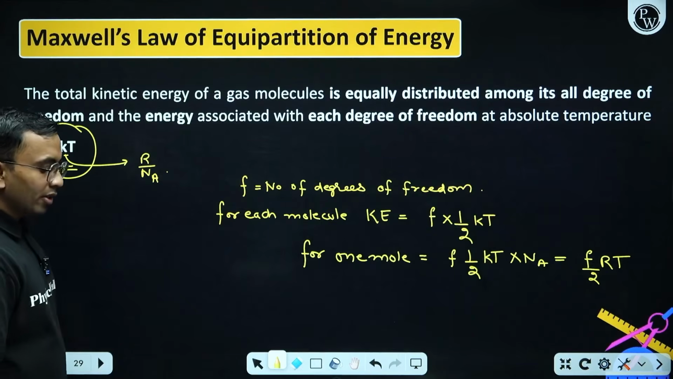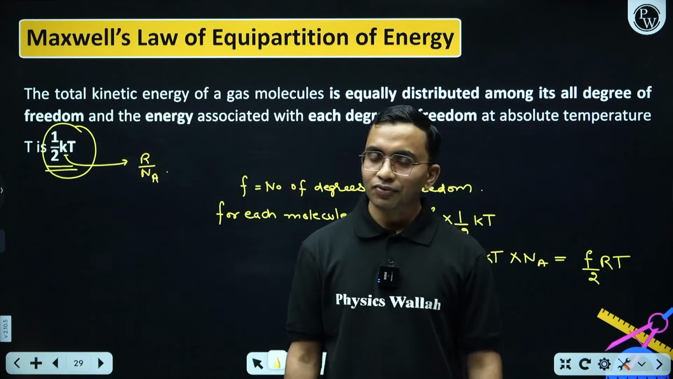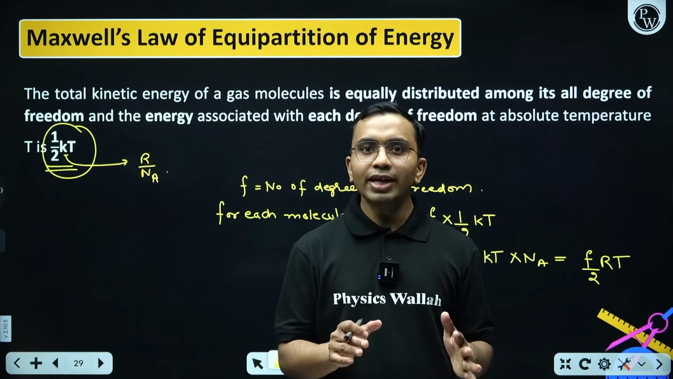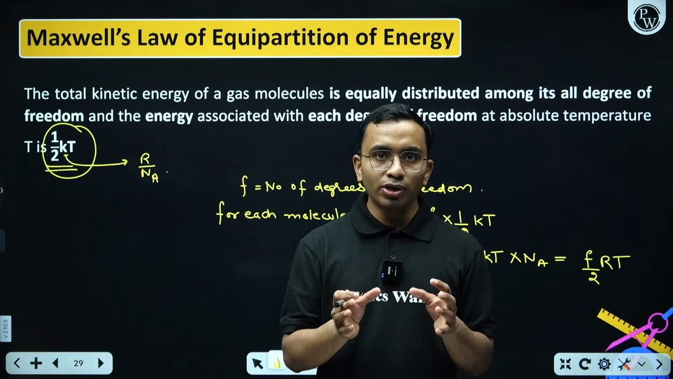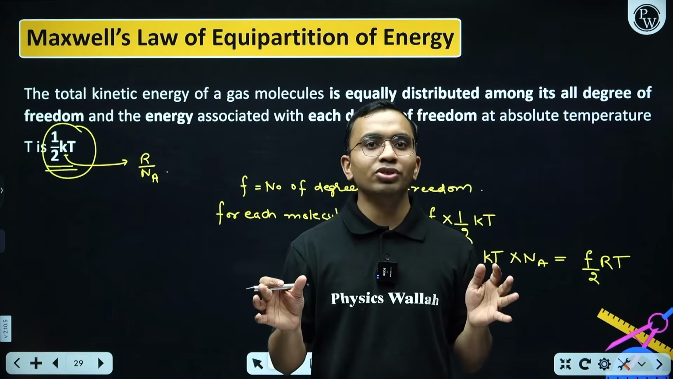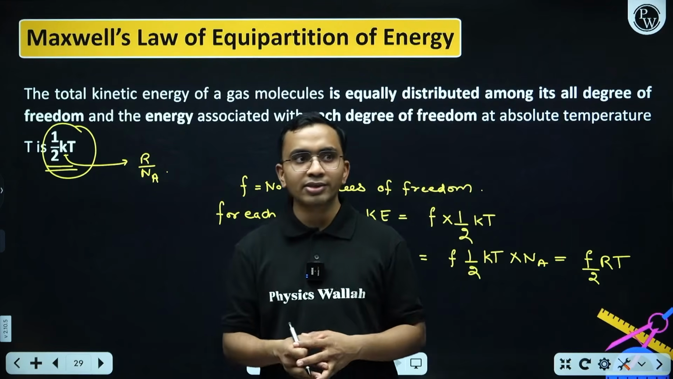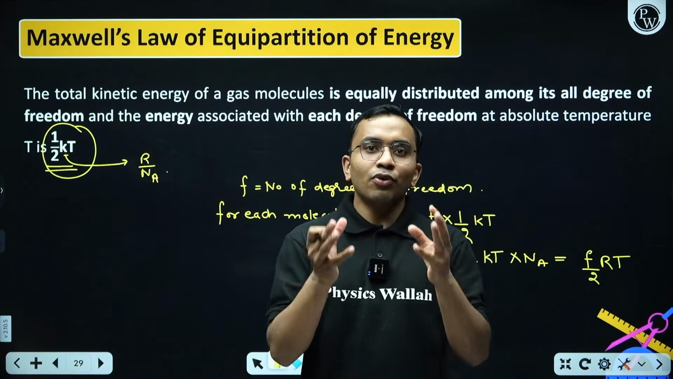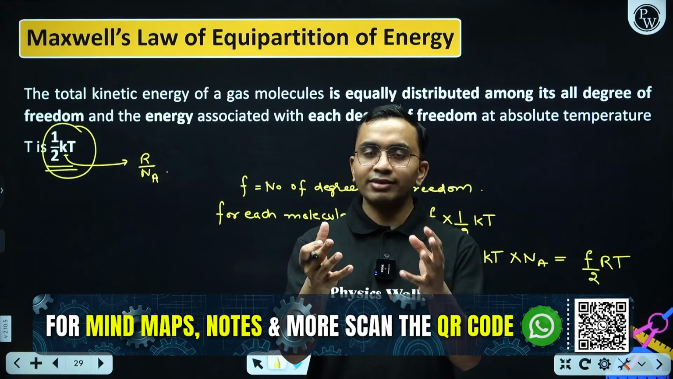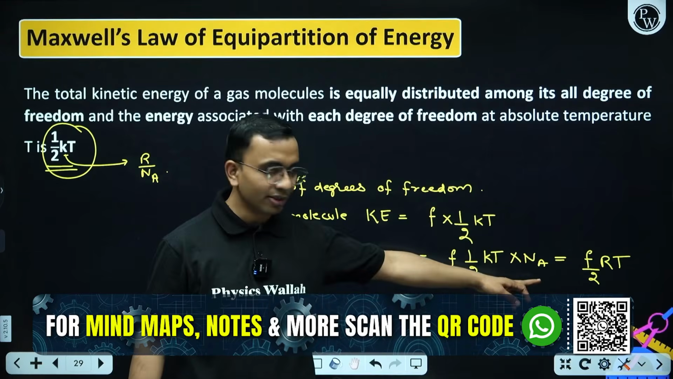Initially, when I was talking about the kinetic theory of gases, I mentioned that an ideal gas has no attraction or repulsion between the molecules. It means there is no associated potential energy of the molecules. There is only the kinetic energy that is associated with the molecules. It means if I say what is the internal energy of the gas, that means the kinetic energy of the gas. And what is the kinetic energy of the gas? That is F by 2 RT.